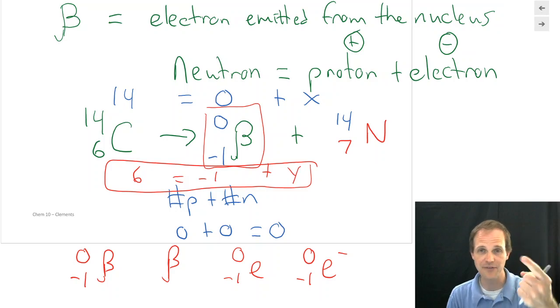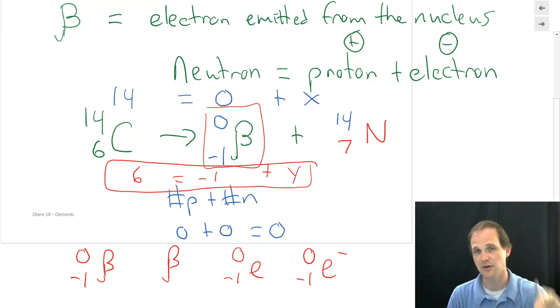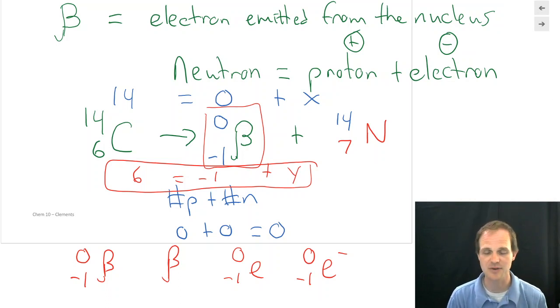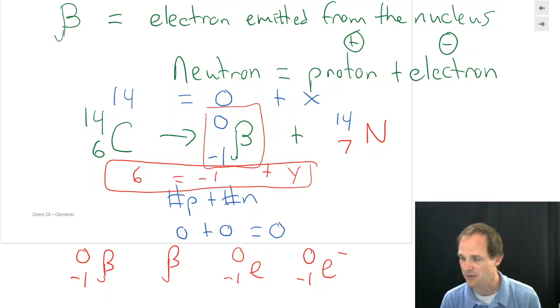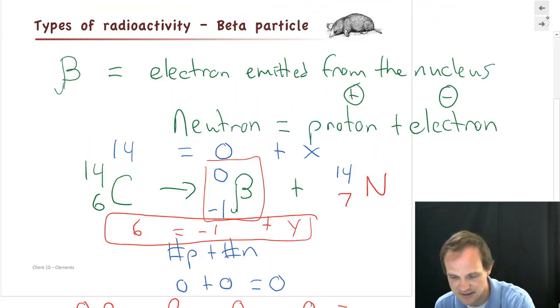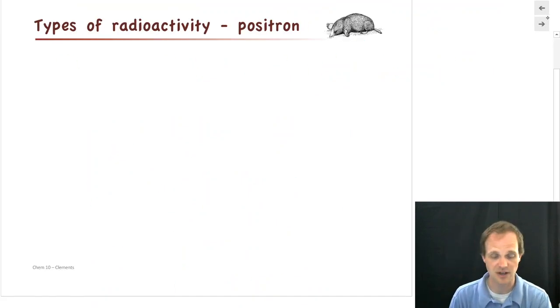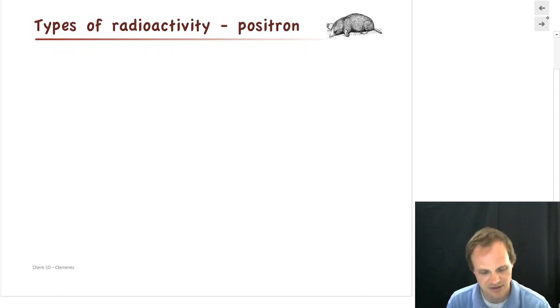So we now have alpha, beta. If you know your Greek alphabet, the next one is gamma, which is not what we're going to talk about next. We will talk about gamma towards the end, but it's a little bit different. So what we're going to talk about next is a positron. What is a positron?